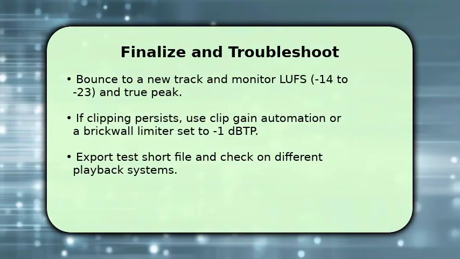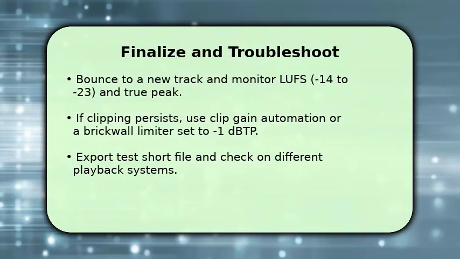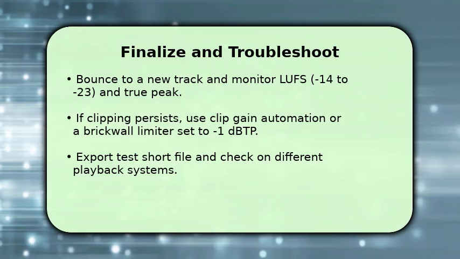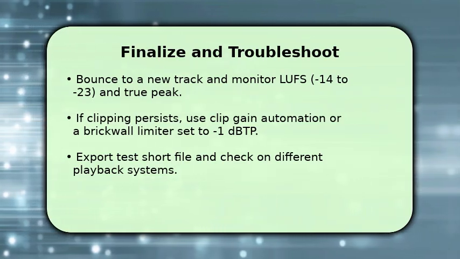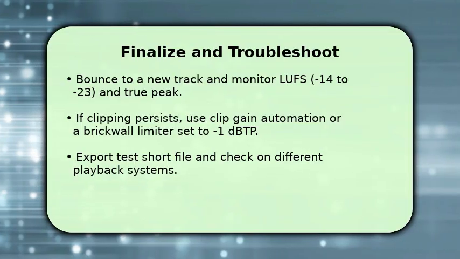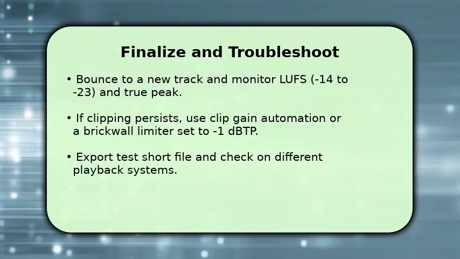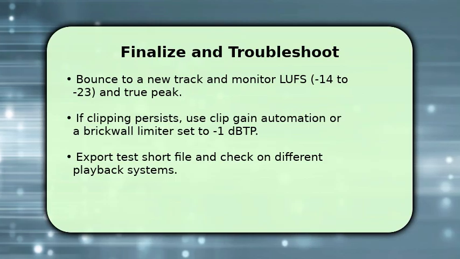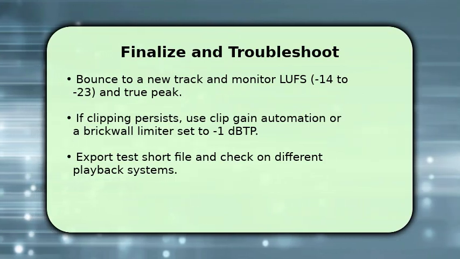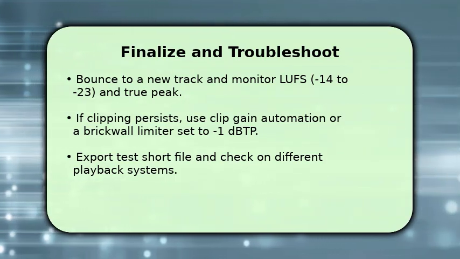Finish by rendering a consolidated mixdown and check loudness units and true peak. Aim for your target LUFS and keep true peaks below -1 dBTP. If any clips still clip after processing, automate clip gain or insert a brickwall limiter set to -1 dBTP to catch residual peaks without pumping.